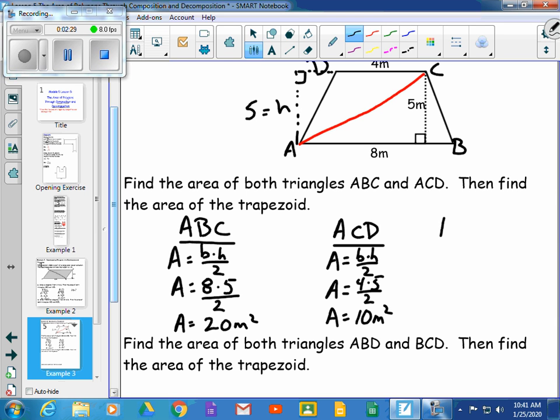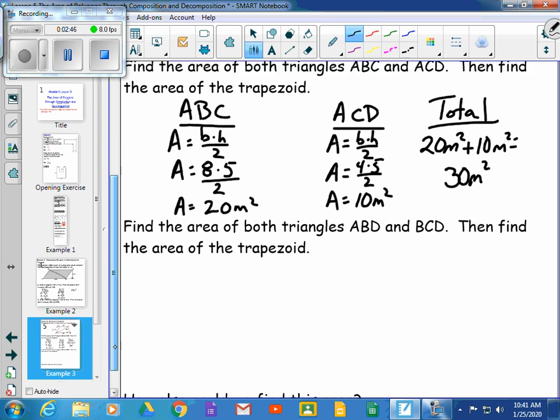And then we're going to put the two areas of the triangles together to get a total area of 30 square meters for that particular trapezoid.